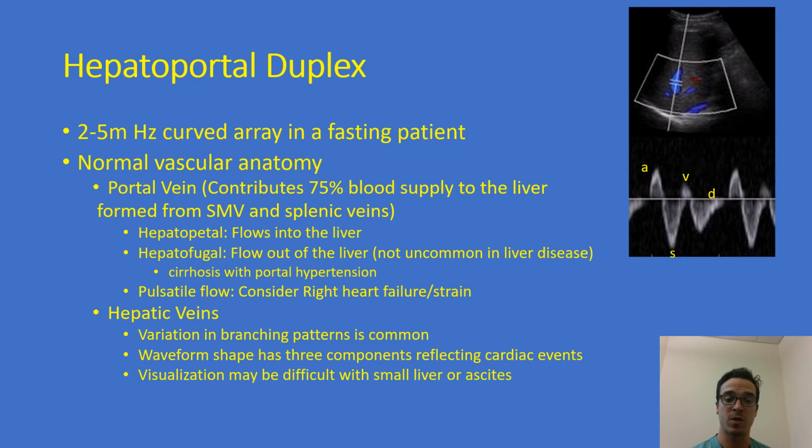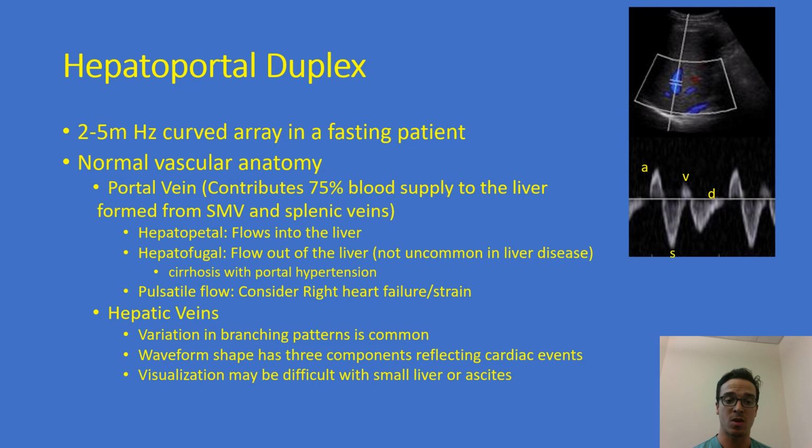The direction of flow is important here, with two major terms to consider: hepatopetal flow, which is flow into the liver, and hepatofugal flow, which is flow out of the liver. This is not uncommon in liver disease and can be seen in patients with cirrhosis and portal hypertension. In addition, we can see pulsatile flow, which usually reflects right heart failure or strain.